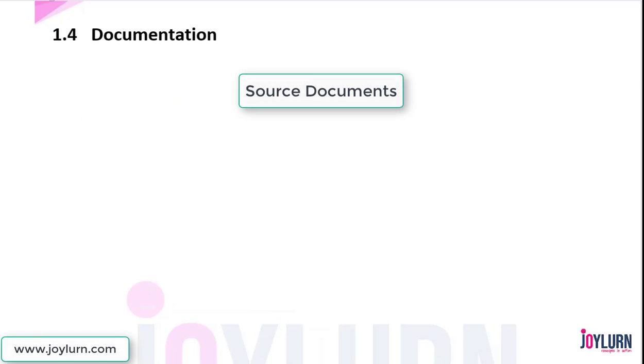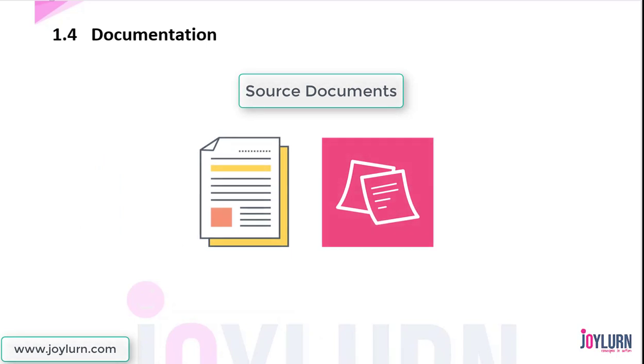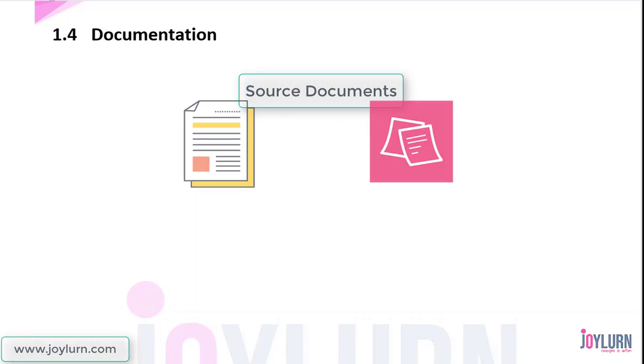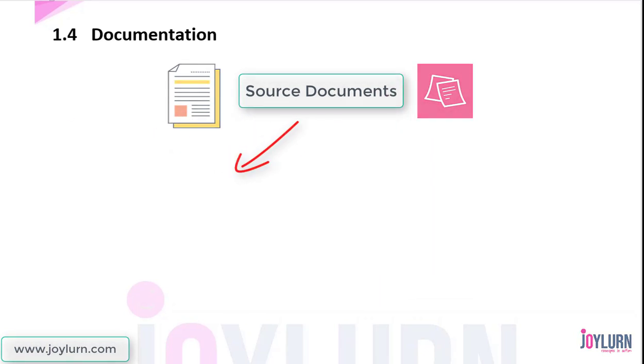A source document in a manual accounting system is a paper form, docket, or note which records details of a transaction and provides evidence that a transaction took place. Source documents serve two purposes.